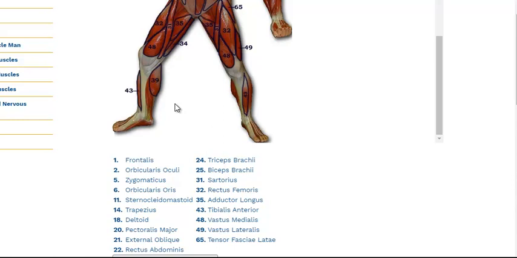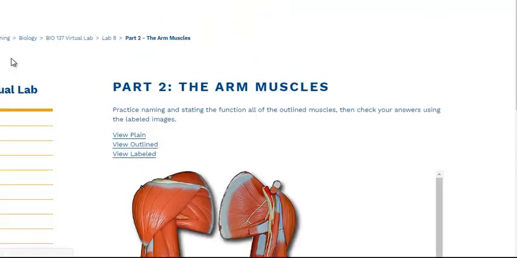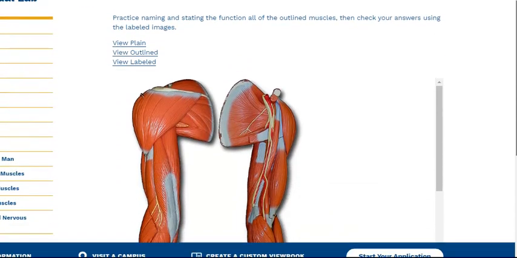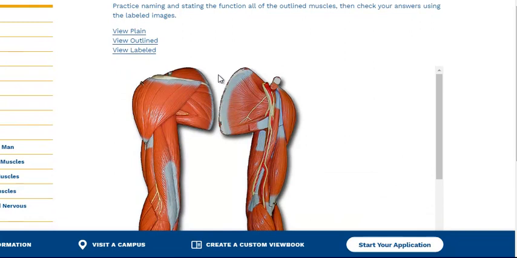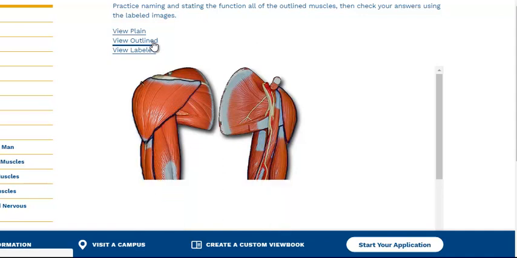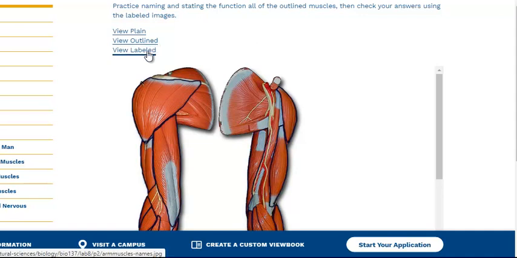All right, what else? I think that's it. We've done all the parts on this muscle man. So then we go to the arm muscles, and it just pops you over to the arm muscles. And we can do the same thing. We can go into the plain view like this and see if you remember the deltoid and the biceps and the triceps brachii. Or you can see it outlined, or you can see it labeled.